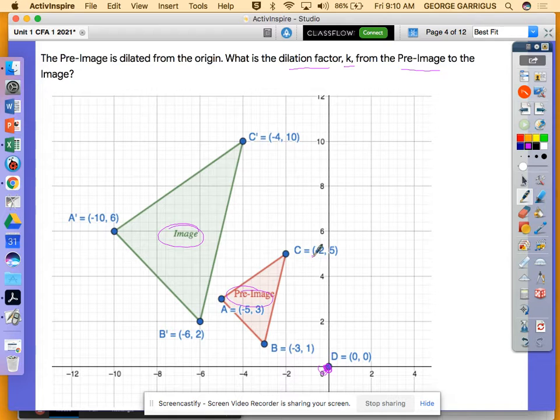So here we went from, let's look at these coordinates, -2, -5, and then they are larger. How much larger is it? How do you go from -2 to -4? -2 times what K factor gets you to -4? Remember, because when you dilate from the origin, x and y go to Kx, Ky.